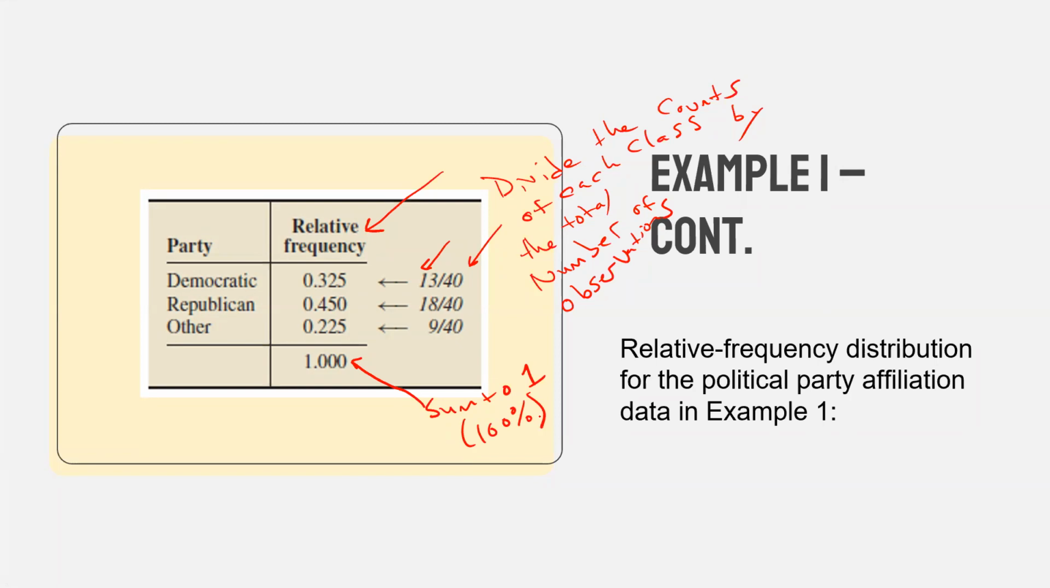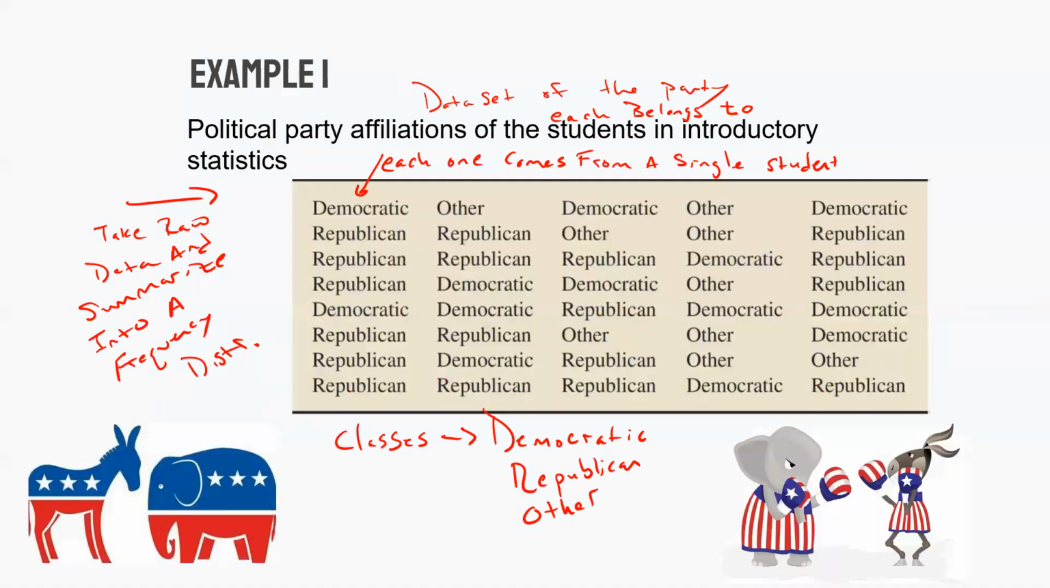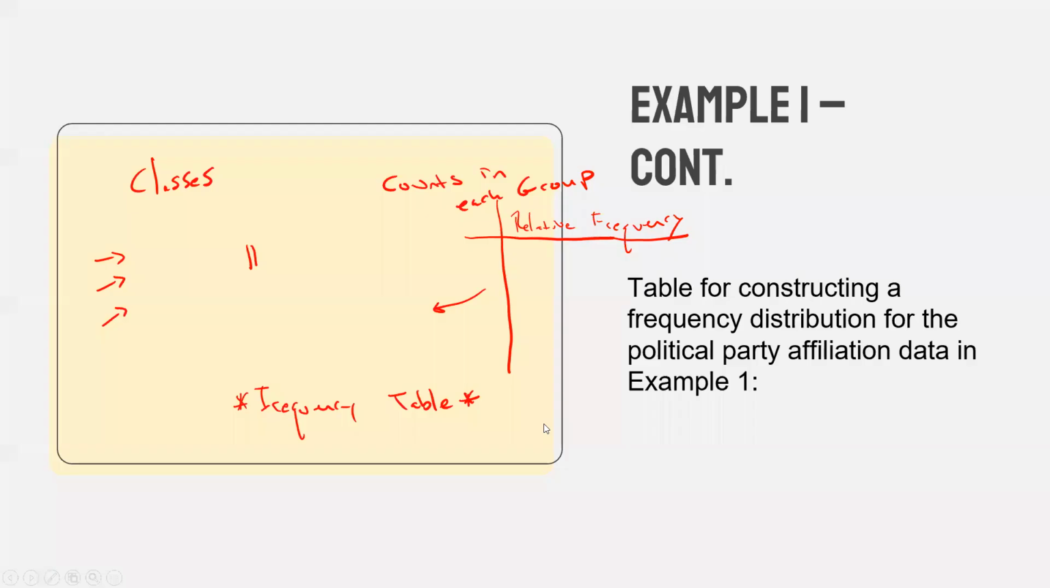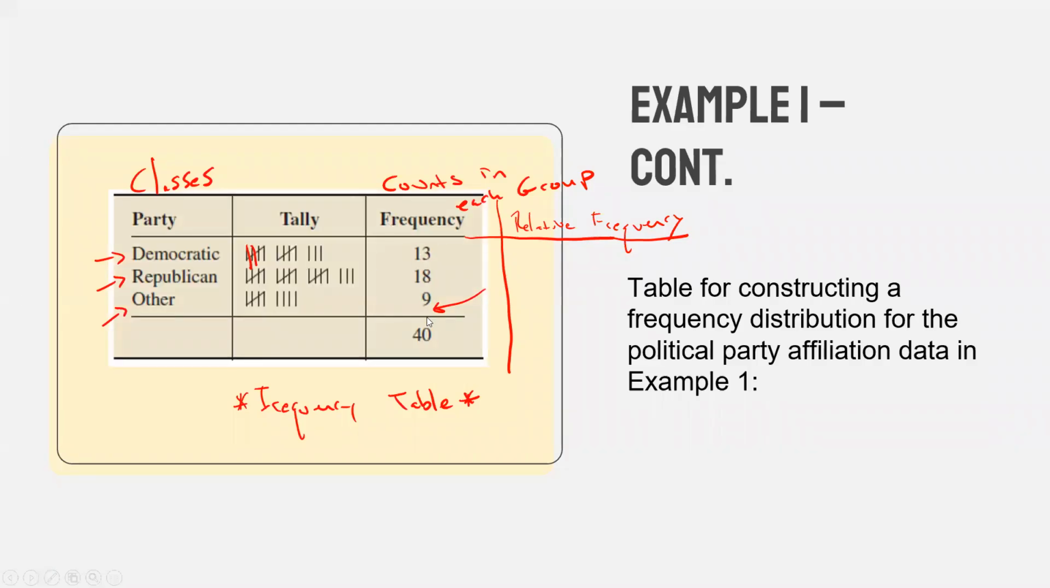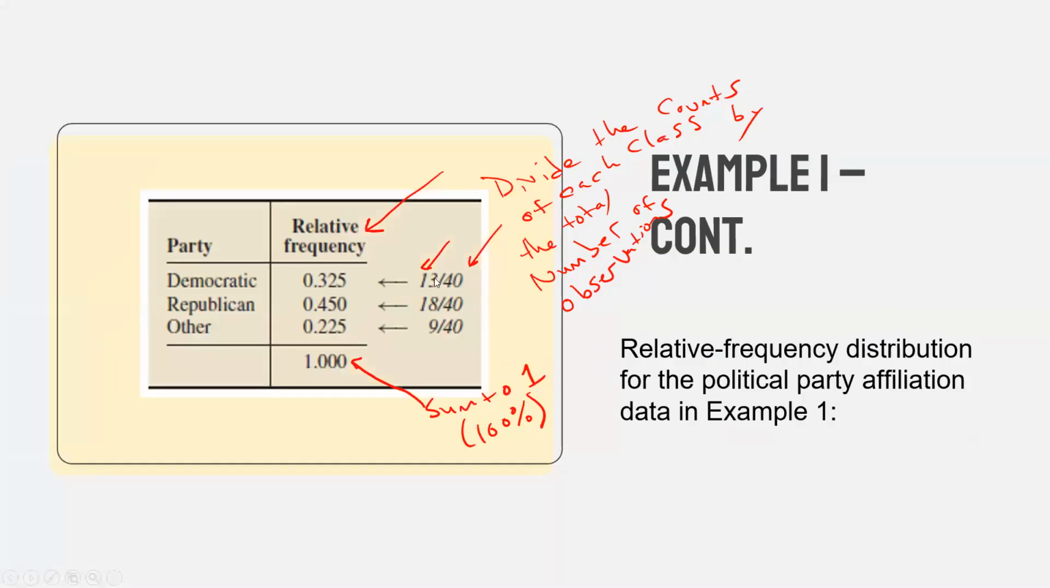Also pretty straightforward. Really all that's going on here to make these tables is you're going to take your raw data set and divide them up into classes: Democrats, Republican, other. Then initially, you're just going to count how many fall in each class. And then to find the relative frequency, just take the totals in each class and divide by the total count of all the students. And that's it. Very, very straightforward.